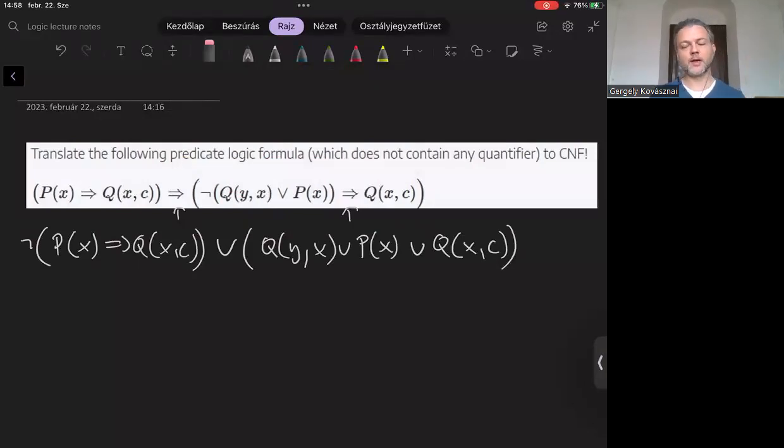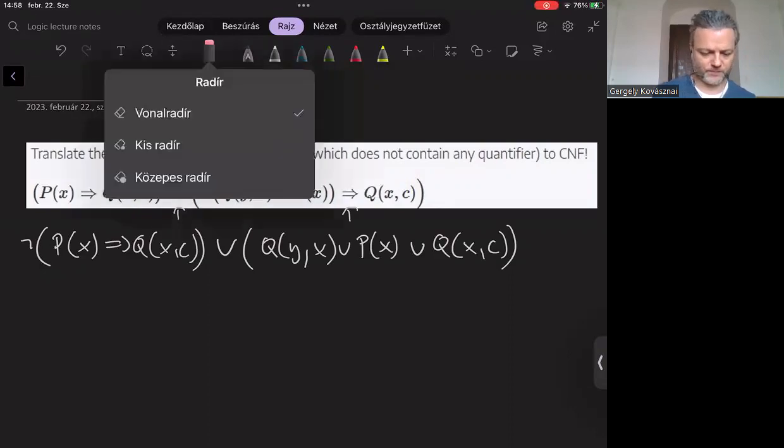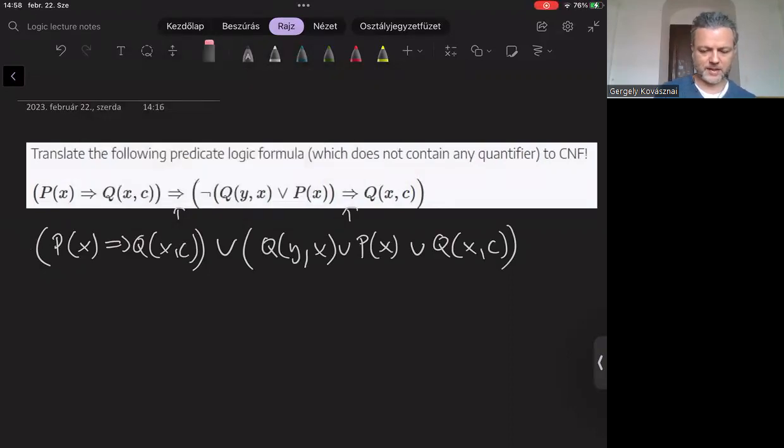Therefore, I can use the law of contraposition, which eliminates this implication, then replaces the implication with a conjunction and negates the right-hand side of the implication. Okay, I can also eliminate this pair of parentheses because I have a bunch of disjunctions in a row. Great. If you look at this formula, it's not in CNF, it's in DNF actually.